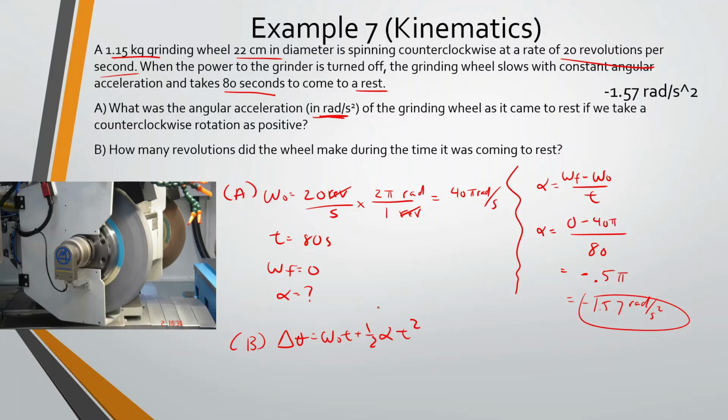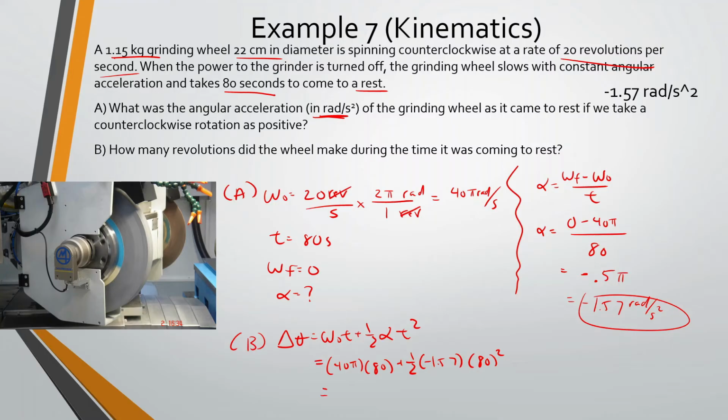Actually, I think we can do this one. So omega initial is 40 pi, time is 80 seconds, plus 1/2 acceleration. The acceleration we found is negative 1.57, and t is 80 squared. So doing this, let's find how many radians.